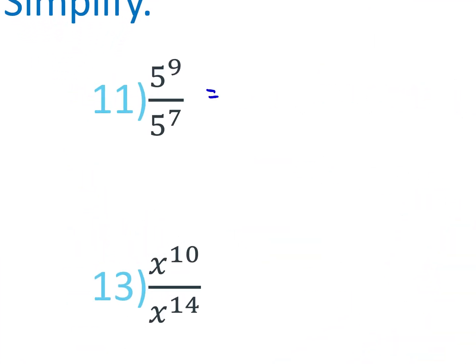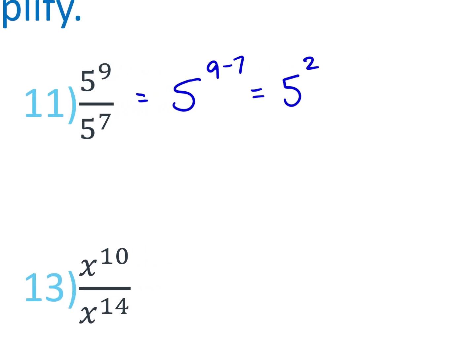So 5 to the 9th power divided by 5 to the 7th power. How can I simplify? Subtract the exponents, so I have the same base. How would I subtract the exponents? 9 minus 7, top minus bottom. And 9 minus 7 is 2.